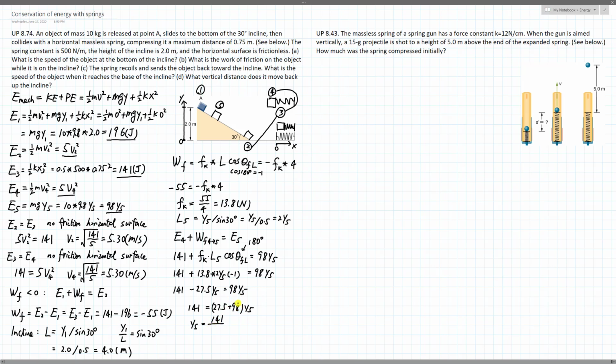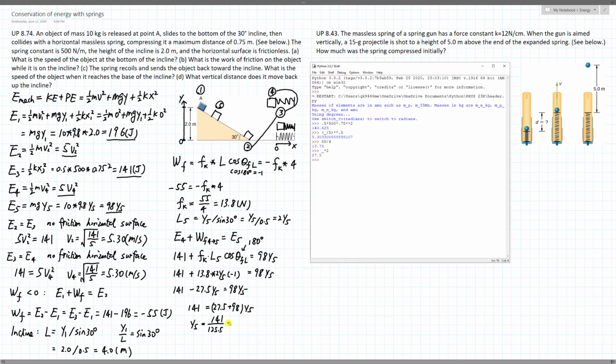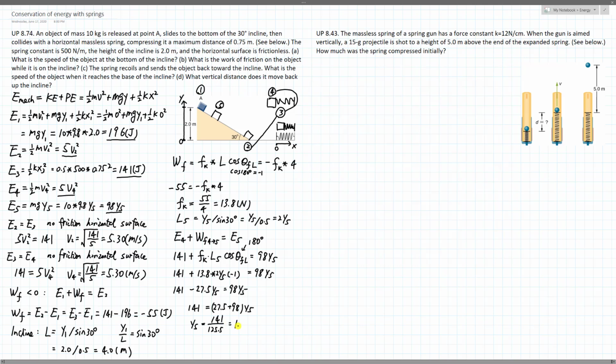So let's try to do this with an eyeballing. Okay, 98 is close to 100. So 27.5 plus 98 is 125.5, because we're a bit short of 100. So let's calculate 141 divided by 125.5. So we have a height of 1.12 meters.